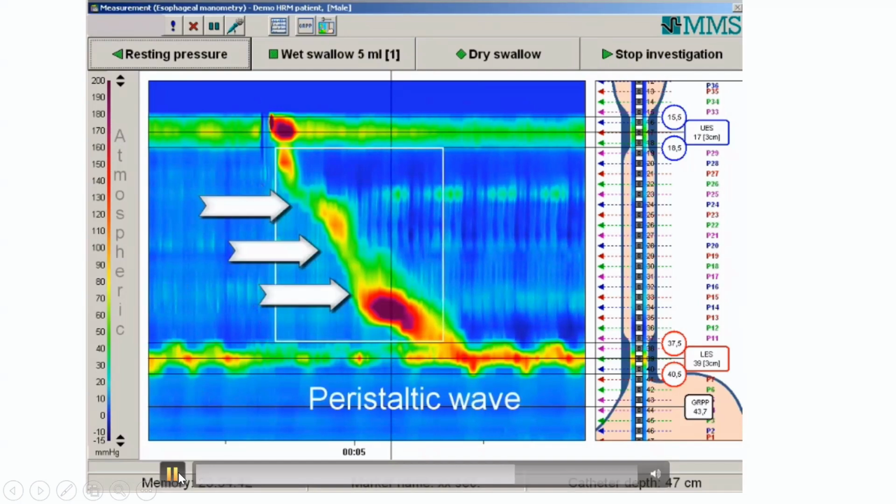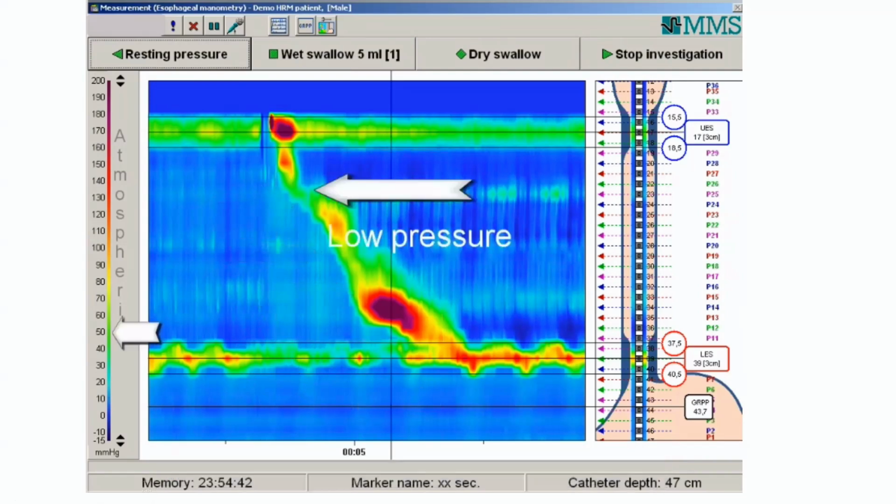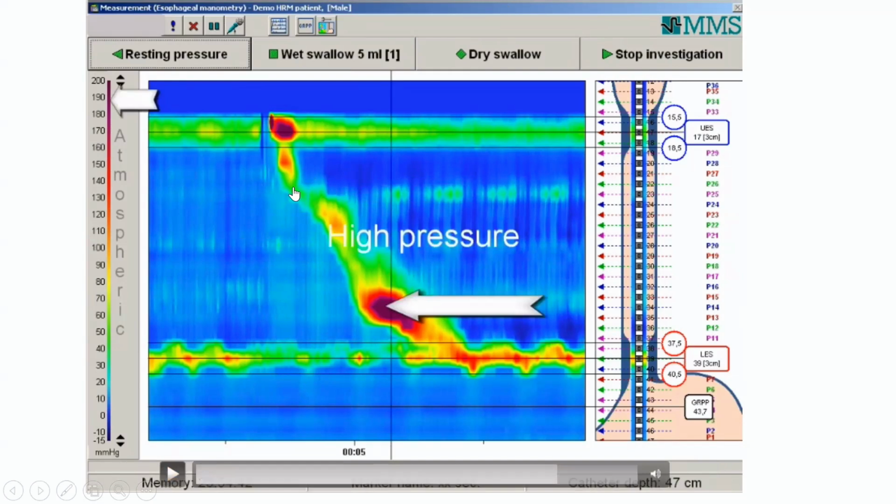And for sure, if there is any problem in the relaxing here, that means we have to investigate and know what the diagnosis is. And also we can see here, this is the low pressure, this is the break. This is the transition zone between the striated muscle and the smooth muscle.